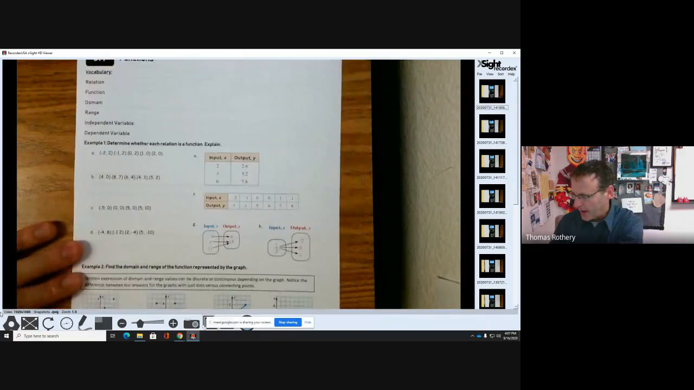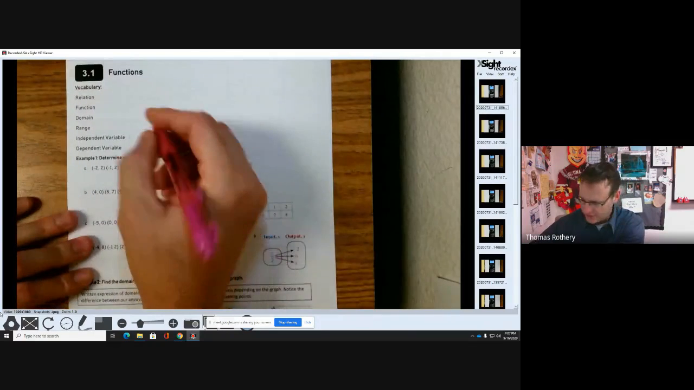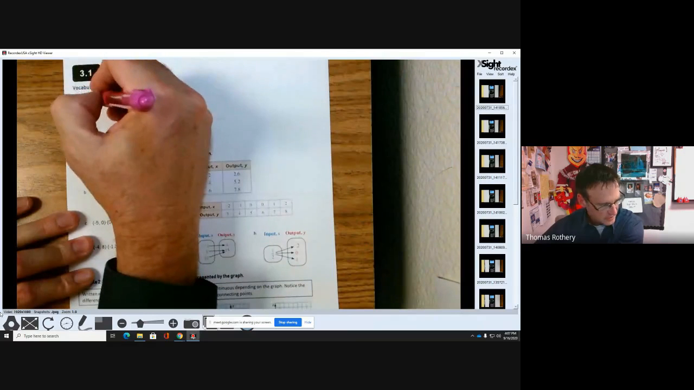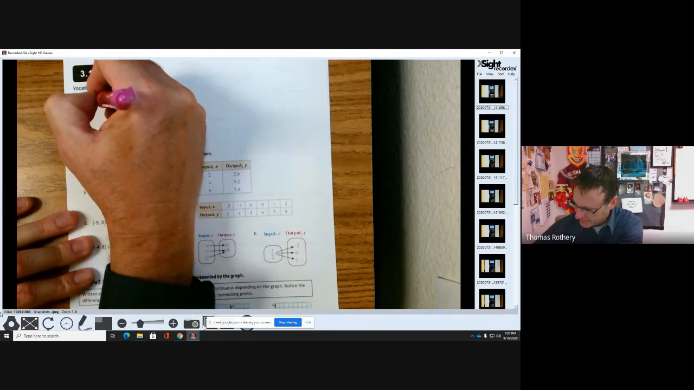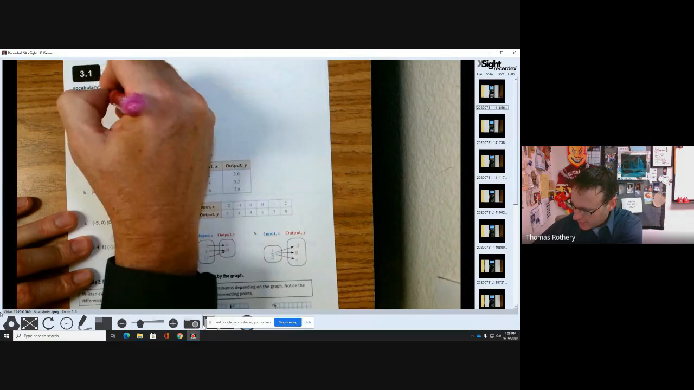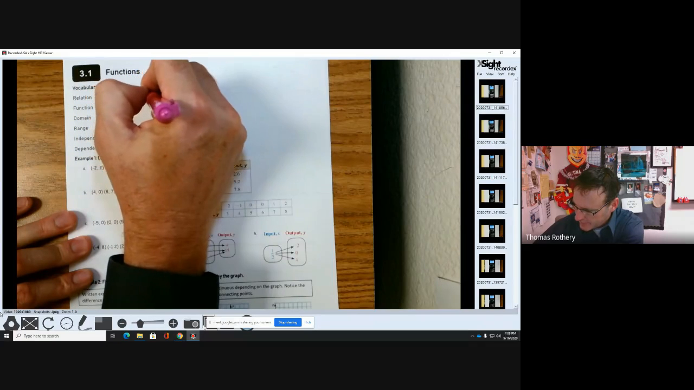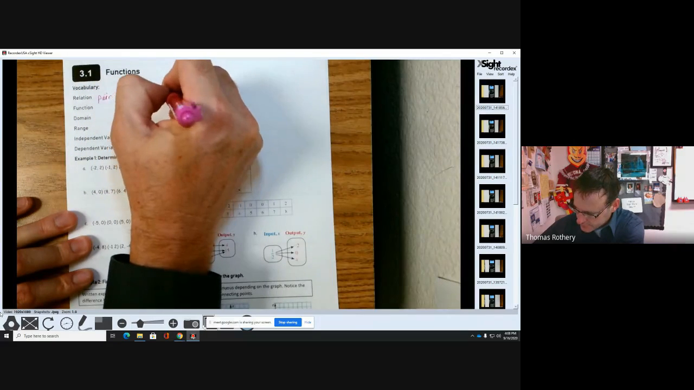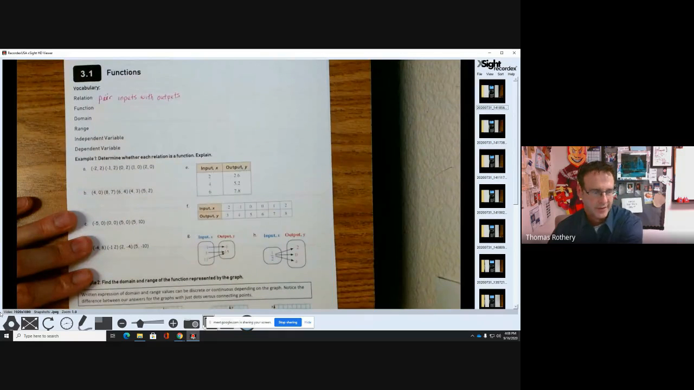And here is our last chapter, which is 3.1. We're going to talk about some vocabulary here. We're going to talk about functions, and we have relations. A relation is pairs of inputs with outputs. You pair, P-A-I-R, inputs with outputs. That's all it is.